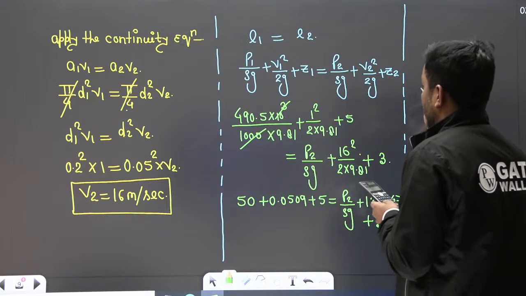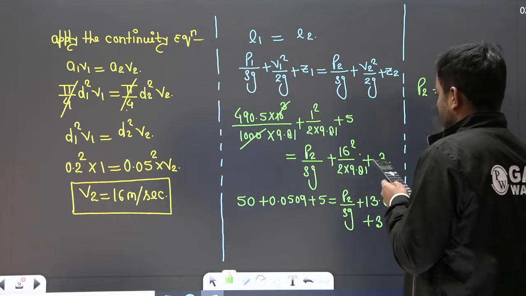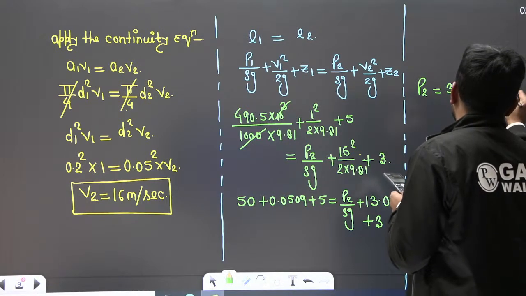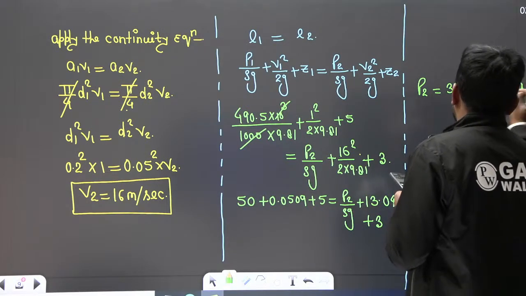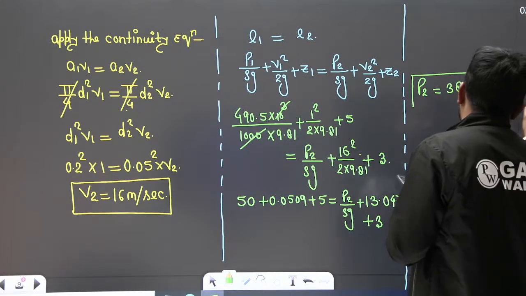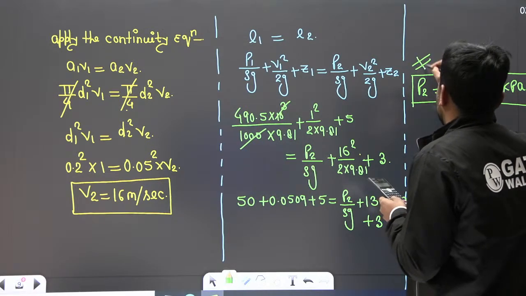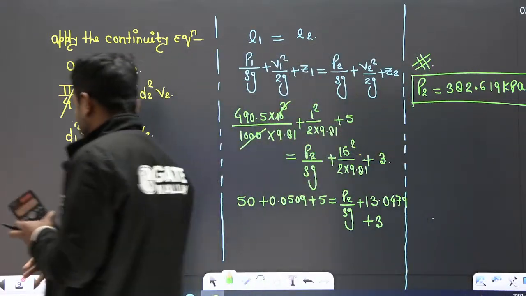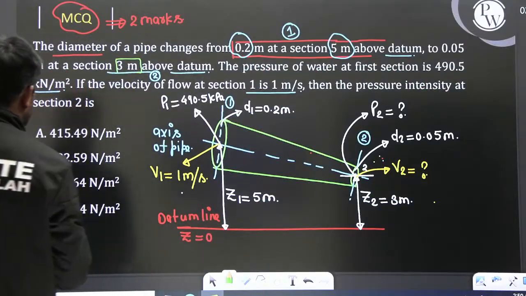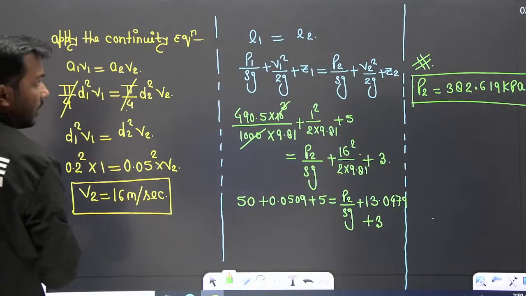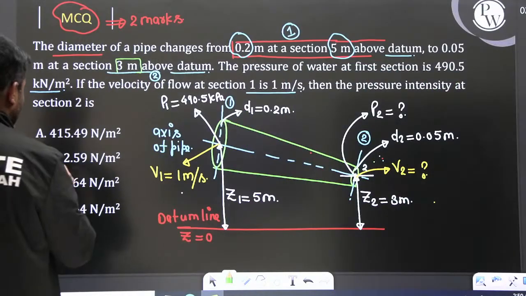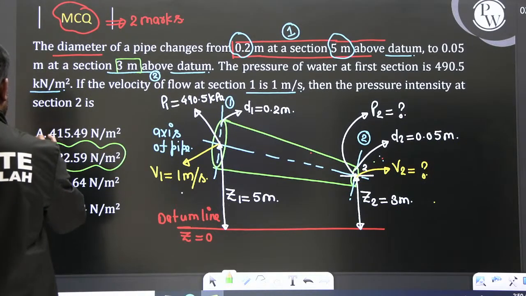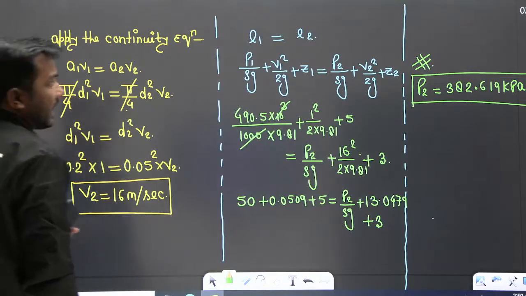So at point 2, the pressure is 382.619. This is the pressure intensity at section 2, 382 something. So the correct answer should be B. B is the correct answer.